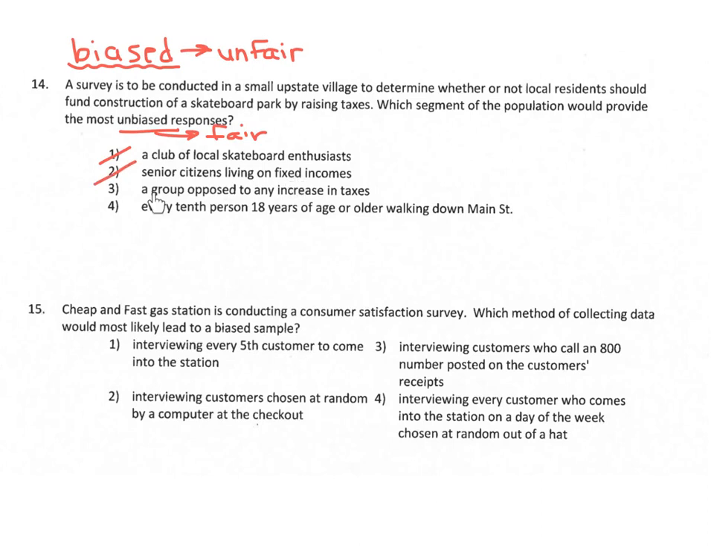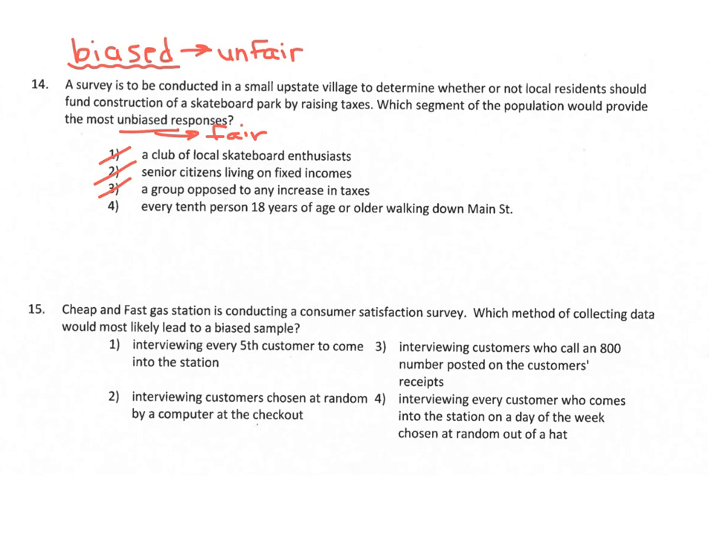Choice 3, a group opposed to any increase in taxes. So if they're opposed to any increase in taxes, that's going to definitely be biased because they're right away not going to want to raise taxes. So I'm assuming it's choice 4, but let's just read it. Choice 4 says every 10th person 18 years of age or older walking down Main Street.